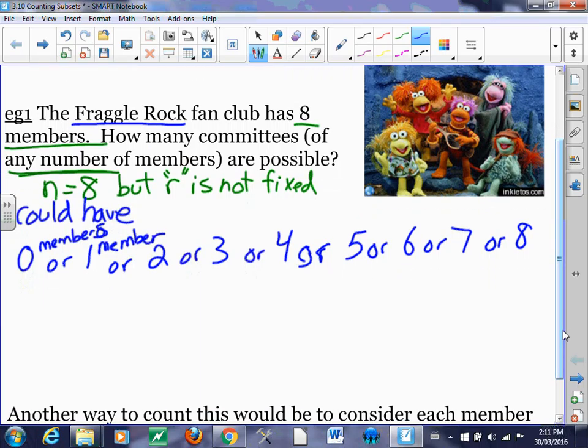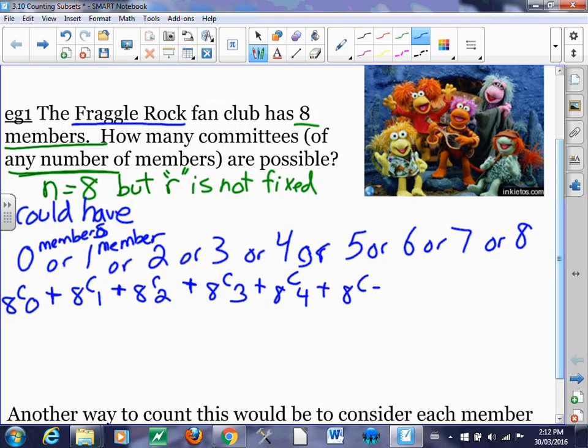If we had 0 members out of the 8, it's going to be 8 choose 0. And "or" means to add. Okay? And then you would say 1 member, we take the 8 and we choose 1, plus, if we had 2 members, 8 choose 2, plus 8 choose 3, plus 8 choose 4, plus 8 choose 5, plus 8 choose 6, plus 8 choose 7, plus 8 choose 8. Where all 8 members are in there, right?